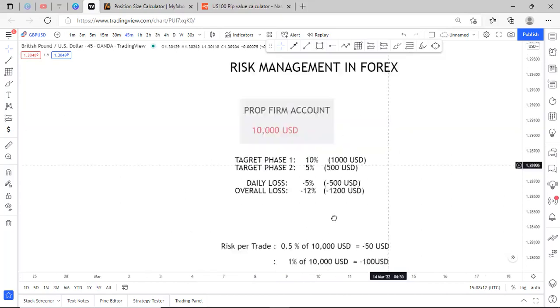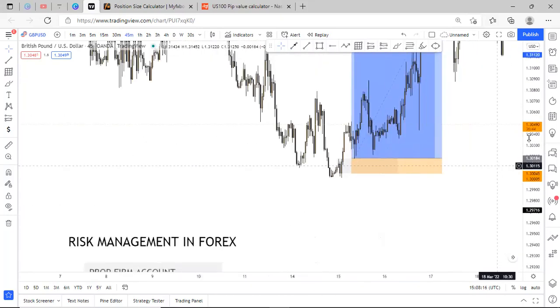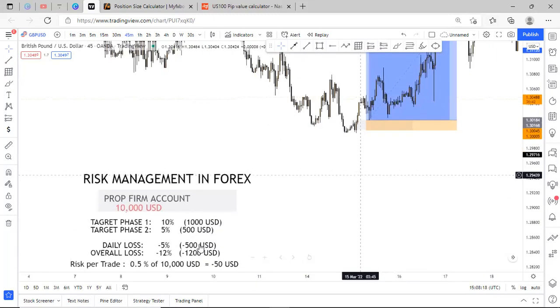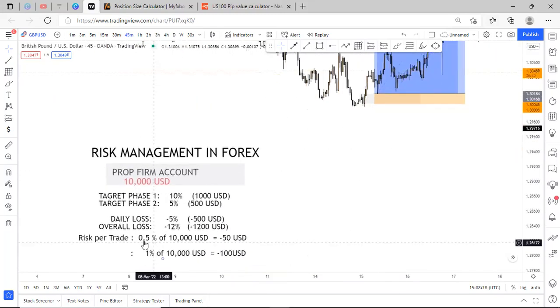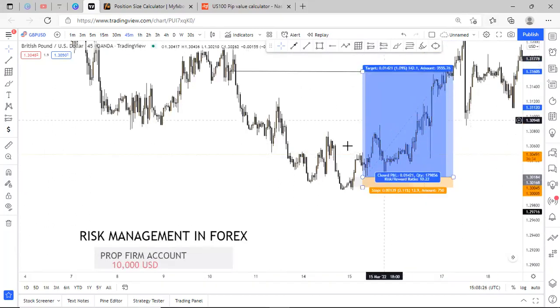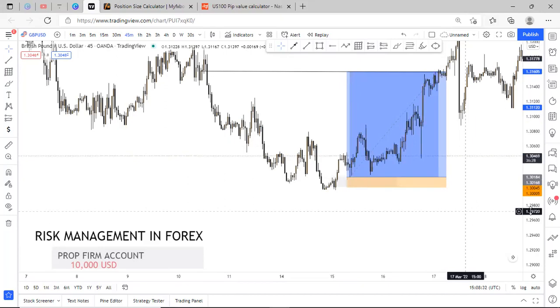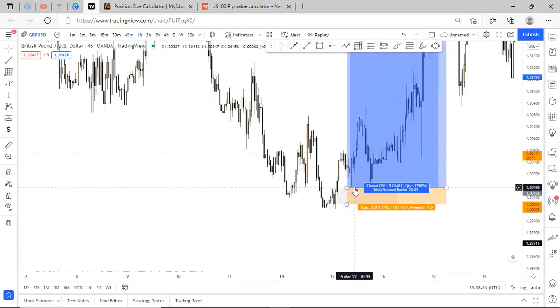Okay, so now let's move into how you will know what lot size to use. Now that you know what you are risking per trade, we already said only risk 0.5% per trade. So now let's move to this chart right here. We have this GBP USD buy. We want to get into a buy, and in this trade, I don't know what lot size to use for my market execution on my MT4 or MT5.